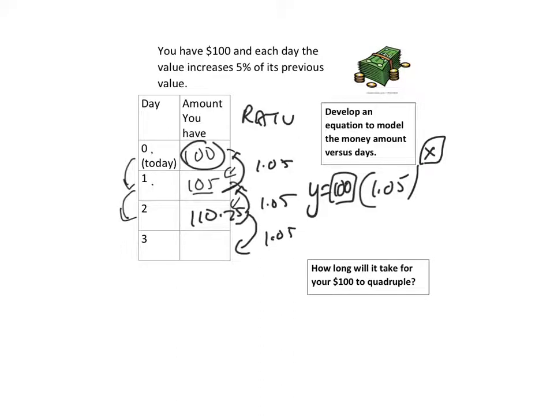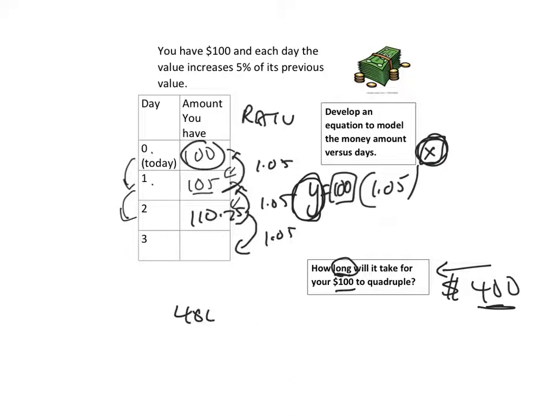Once we have the function, we can solve for specific types of questions. In this case, how long will it take for your $100 to quadruple? To quadruple $100, that would be $400. In other words, I want my final amount to be 400, and we're solving for how long it will take. In this case, it is x, the number of days. So we're going to sub this in.